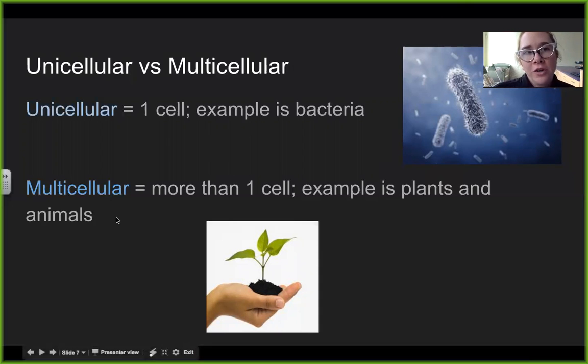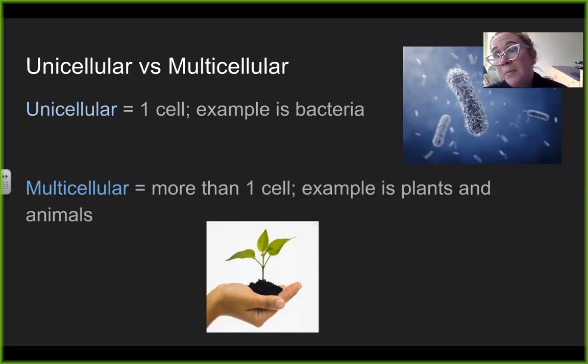Then we have multicellular organisms. There's more than 1 cell. An example would be plants and animals, right? Plants have tons of cells. You have tons of cells. Both types of organisms still follow the cell theory, right? They're made of cells, either one or many. Their cells came from other cells, right? Your cells came from your parents. A bacteria is a copy of its parent, right? So all cells are coming from other cells. And then that a cell is the basic unit of life.